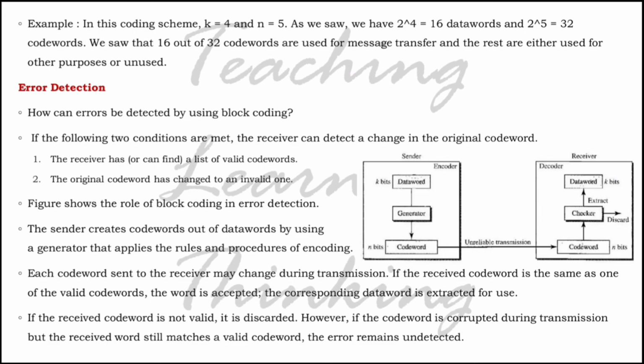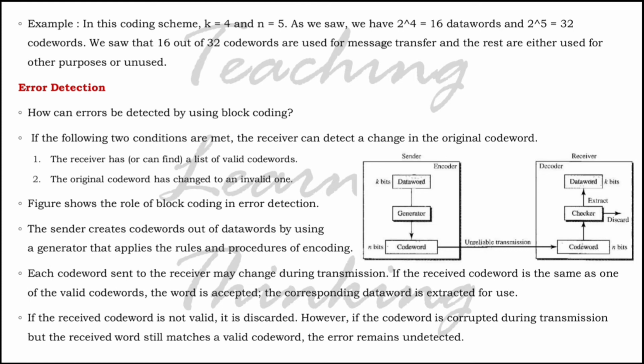For example, in this coding scheme, k equal to 4 and n equal to 5, as we saw, we have 2 raised to 4 equal to 16 data words, and 2 raised to 5 equal to 32 code words. So we saw that 16 out of 32 code words are used for message transfer, and the rest are either used for other purposes or unused.